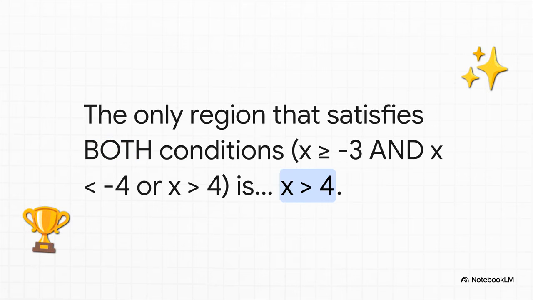So just picture a number line. The first rule says we have to be to the right of -3. The second rule says we have to be to the left of -4 or to the right of +4. So what's the only region that satisfies both of those conditions? It's all the numbers strictly greater than 4. And that is our final answer.